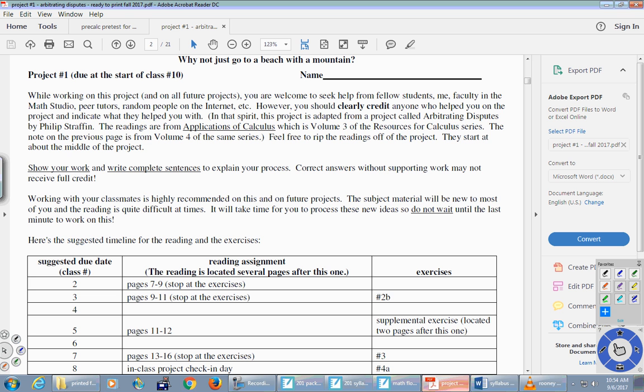Okay, next up. This is project number 1. Go ahead and turn just to page number 2 of project number 1.